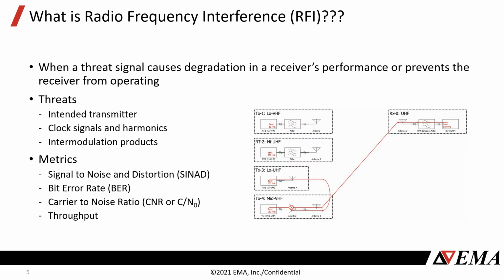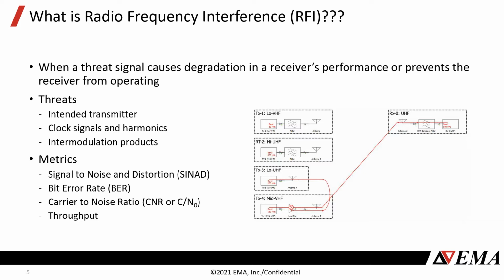So the threats in these situations are intended transmitters. And those intended transmitters can be on the same platform, or they can be on nearby platforms or structures, but they're intentional transmitters. We also have to consider clock signals and the harmonics of those clock signals, which can be very problematic, as well as intermodulation products. So we show an example of an intermodulation product scenario on the right, where we have multiple signals that are present in a nonlinear device that then generates intermodulation products that can cause interference to a receiver.